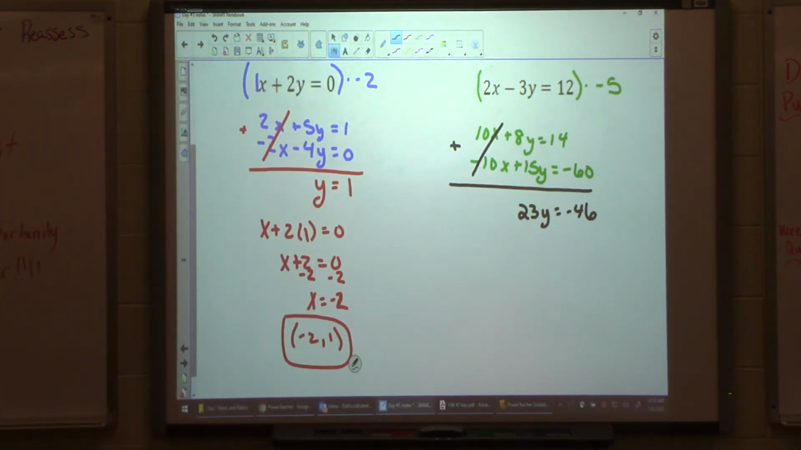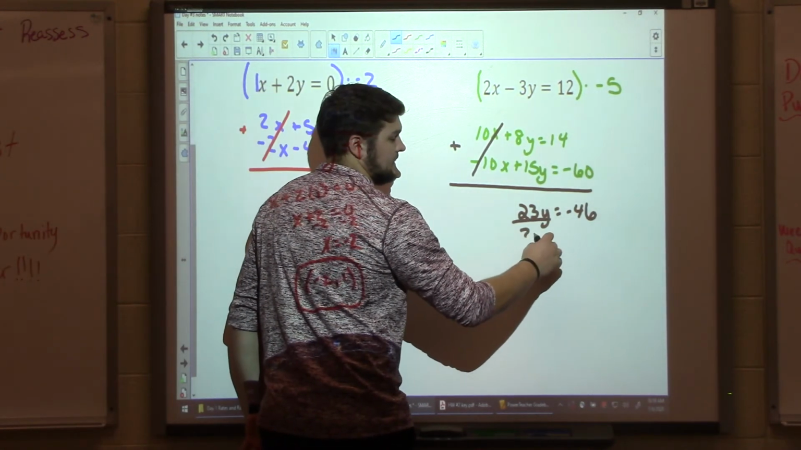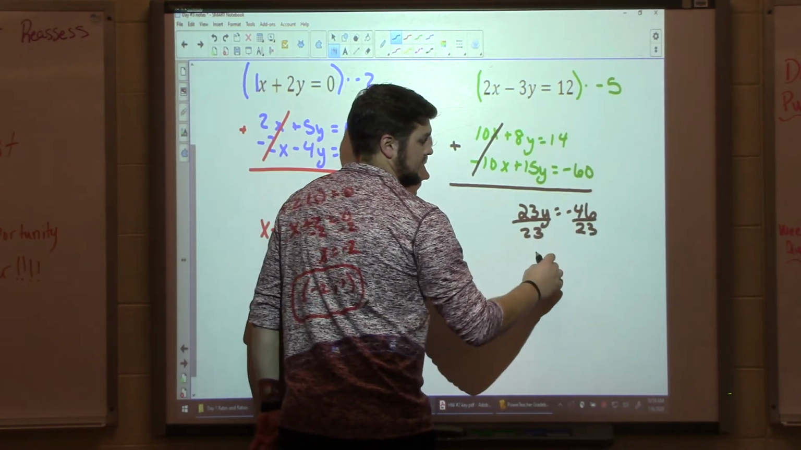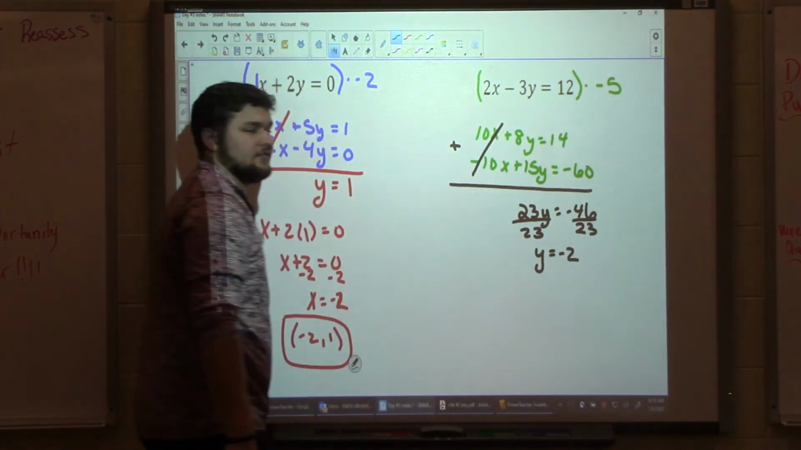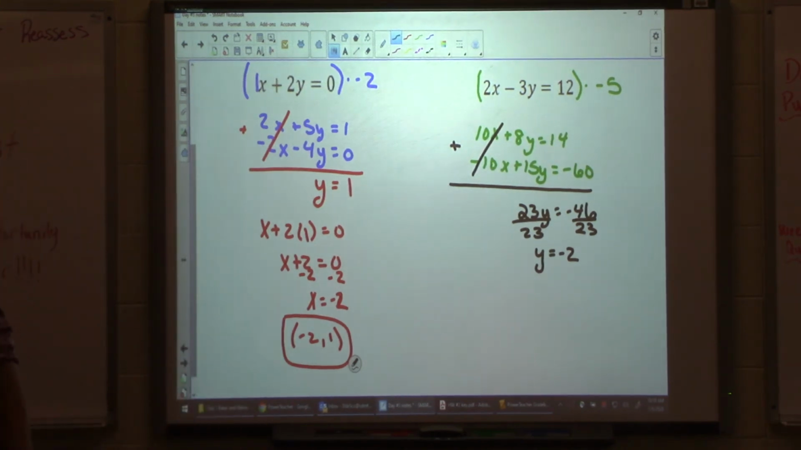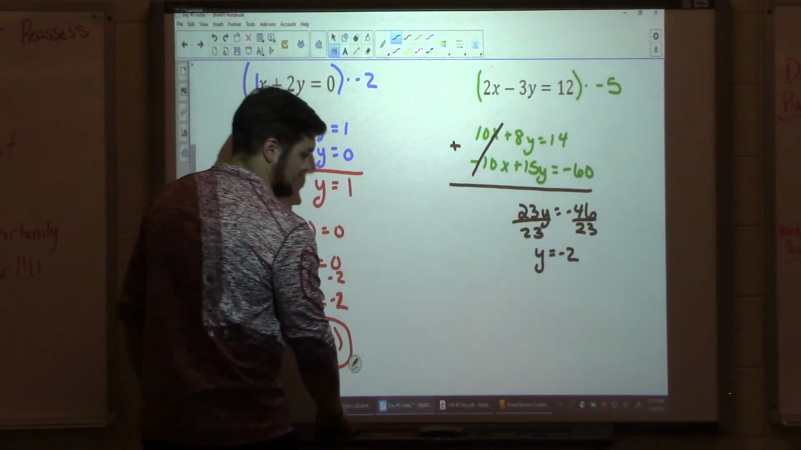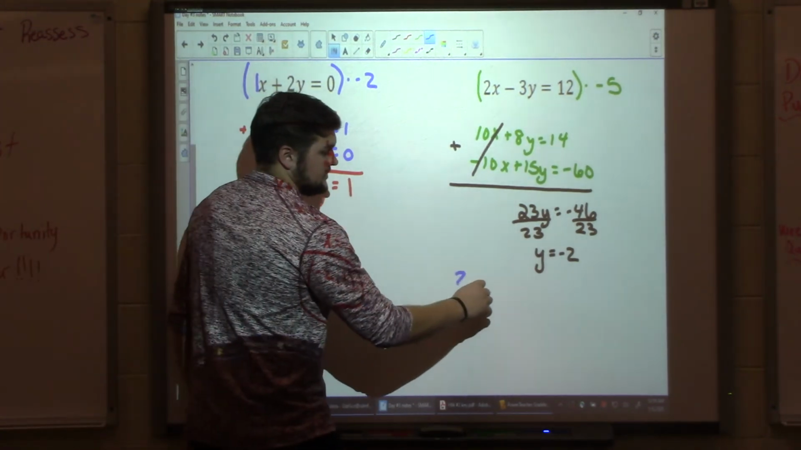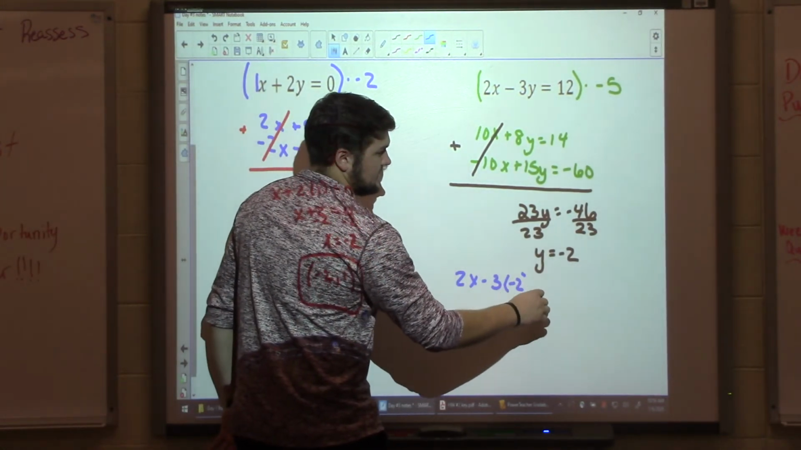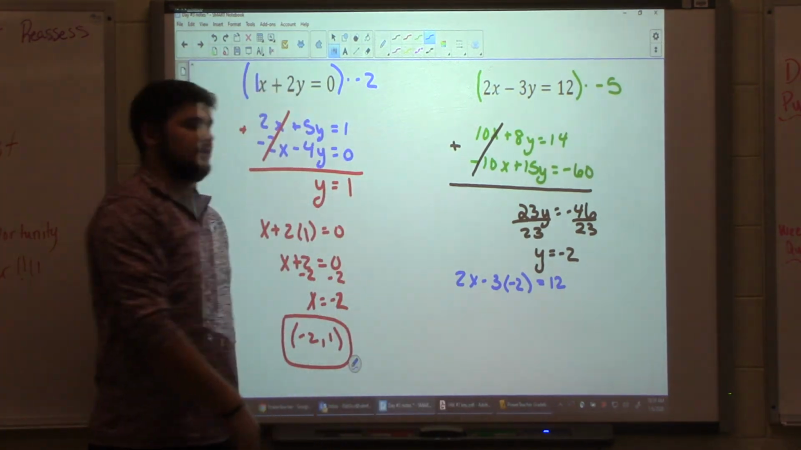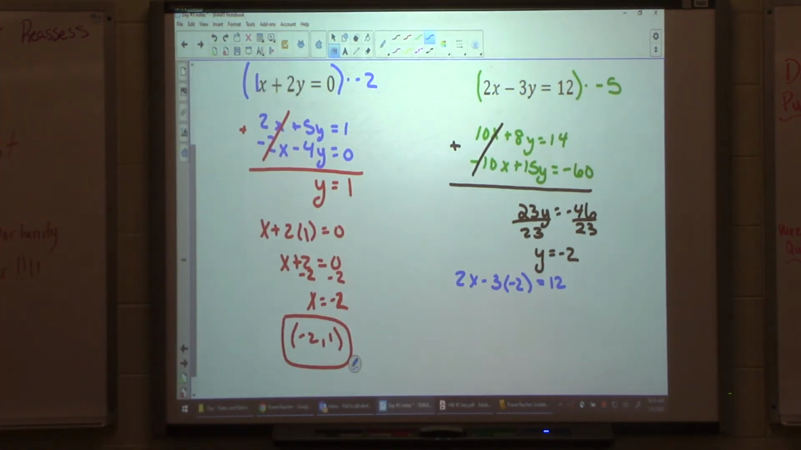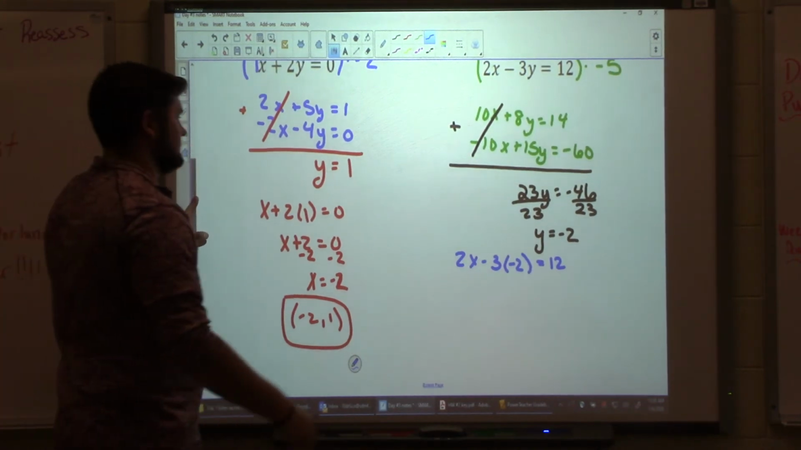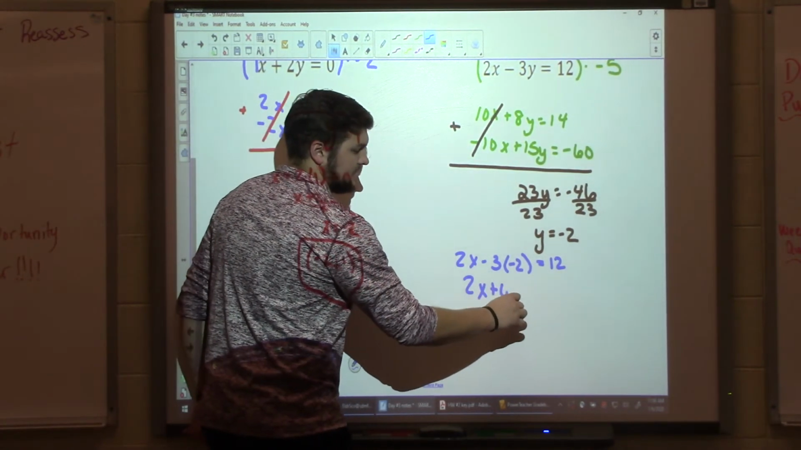Alyssa, what do you think I should do here to solve for y? Divide by 23, good. I get y equals negative 2. Perfect. Now take negative 2, plug it in for y in one of our two equations. I'm just going to use the bottom one because that's the one I can see right now. 2x minus 3 times negative 2 equal to 12. What's negative 3 times negative 2? 6. So 2x plus 6 equals 12.